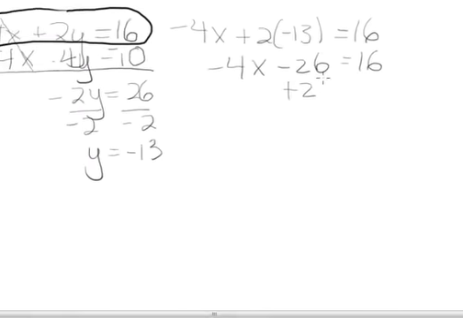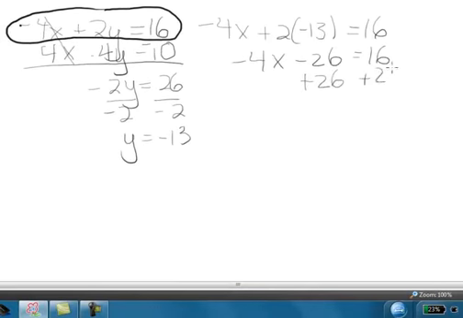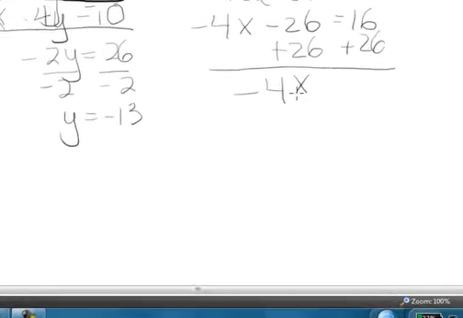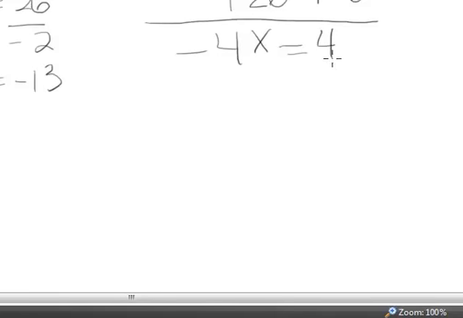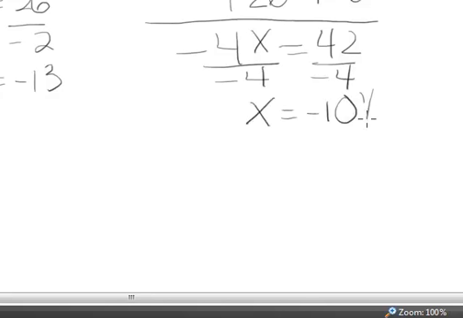Add 26 to both sides, and you have negative 4x equals 42. Divide by negative 4, and x equals negative 10.5.